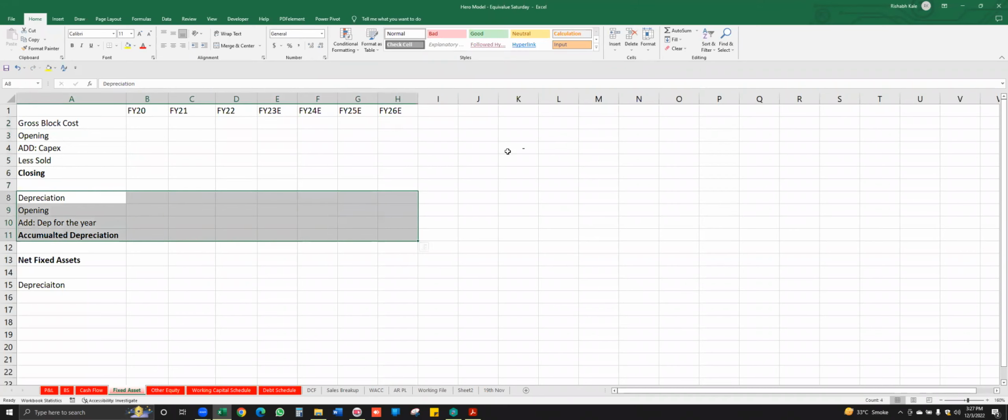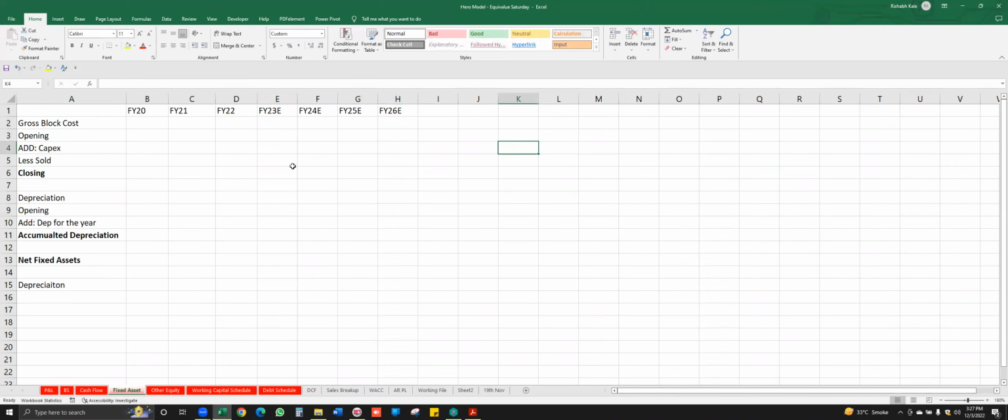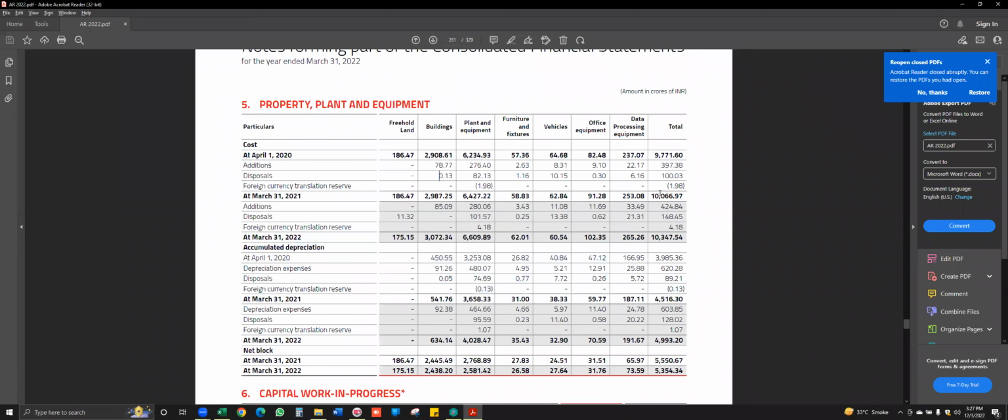No one teaches this in financial modeling, and when you go on the job, there's a problem of how to get this asset schedule. See now over here, you will find exactly what cost the company has purchased the assets for and what is the total accumulated depreciation. Cost at April 2020 obviously is the opening of 21. This is 9771. There are many assets over here: freehold land, buildings, plant and equipment, machinery, vehicles.